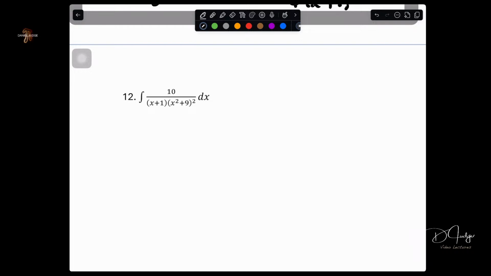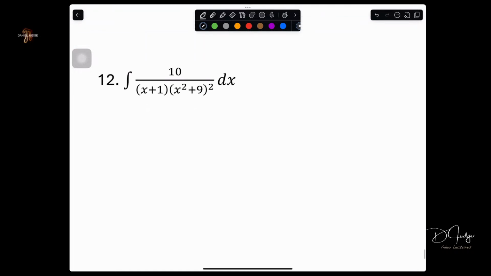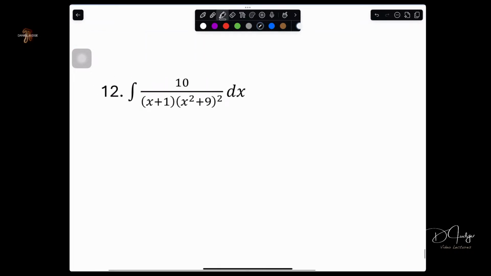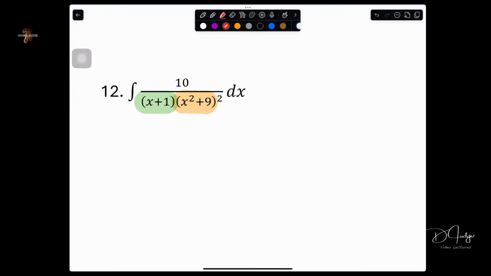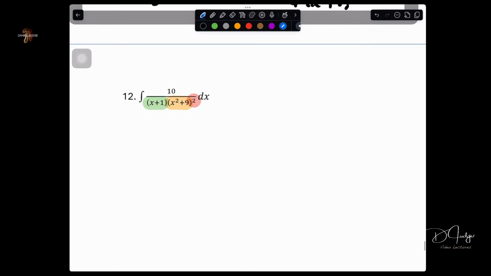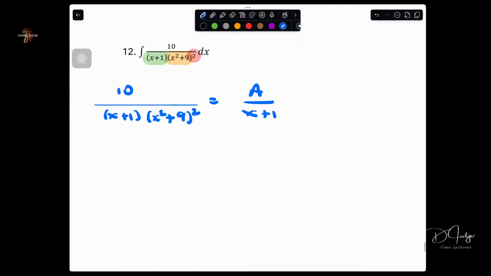So number 12 is a very similar question. You have a linear factor and a repeated quadratic. So 10 over x plus 1 times x squared plus 9 squared is A over x plus 1.